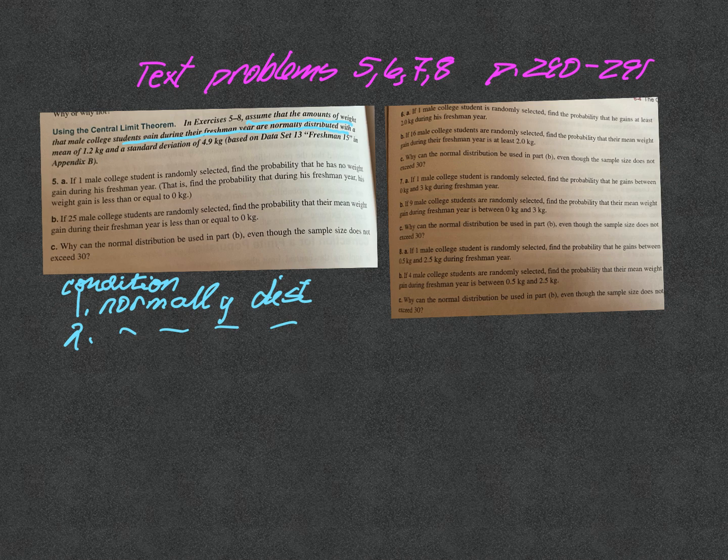So, I need to think about that before I do the problem every time. Okay? It's really important for statistics. Now, the next thing we know is that we know the mean of this population is 1.2 kilograms. And we know the standard deviation is 4.9 kilograms.